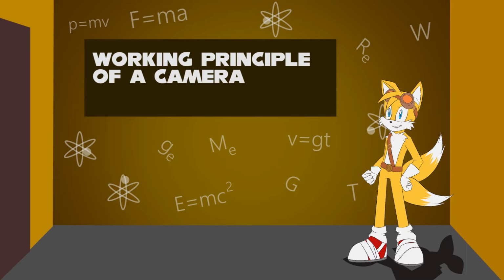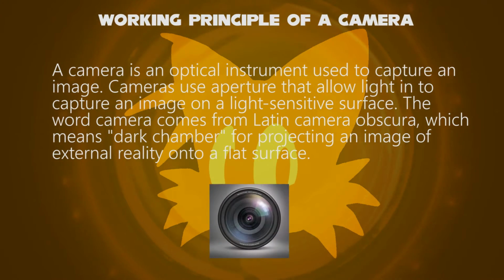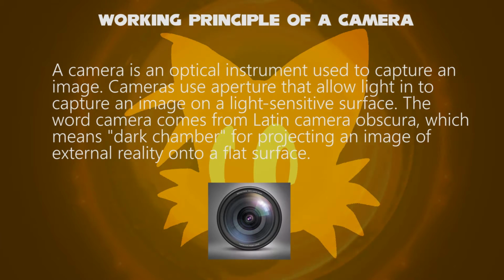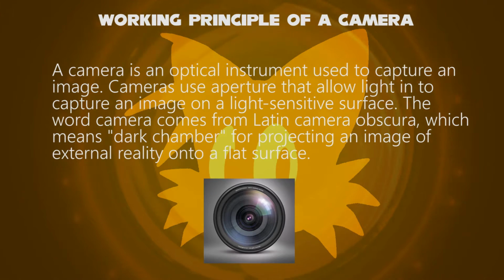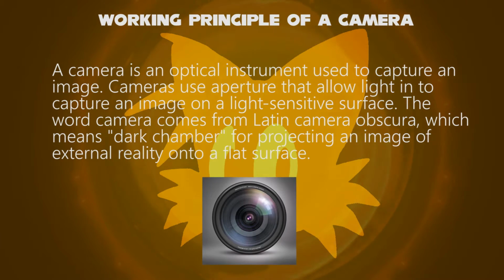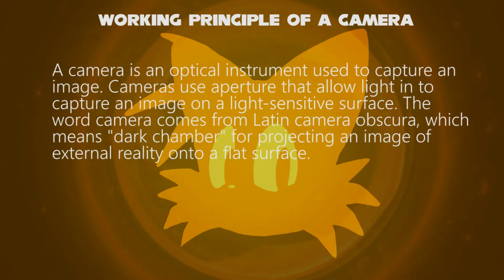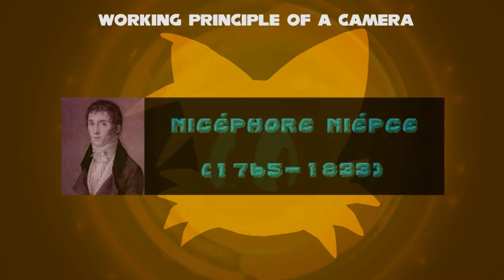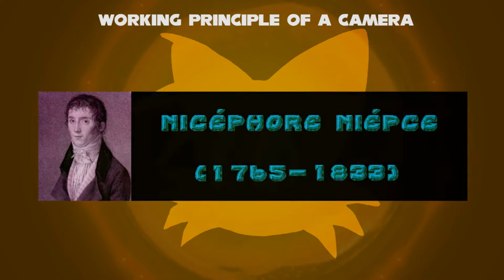We will learn about the working principle of camera. A camera is an optical instrument used to capture an image. Cameras use aperture to allow light in to capture an image on a light-sensitive surface. The word camera comes from the Latin camera obscura, which means dark chamber for projecting an image of external reality onto a flat surface. The first permanent photograph was made in 1825 by Joseph Nicephore Niepce.